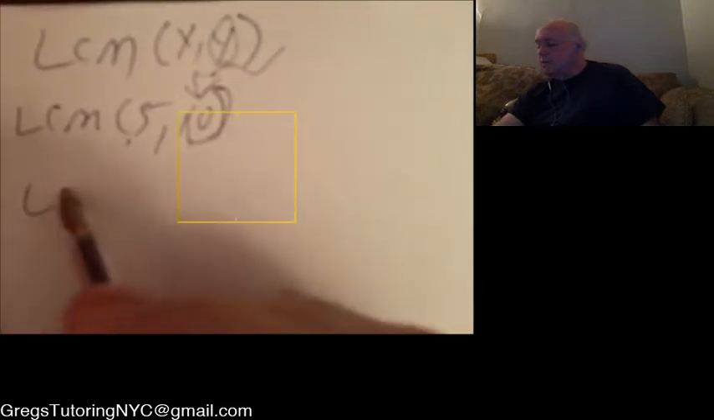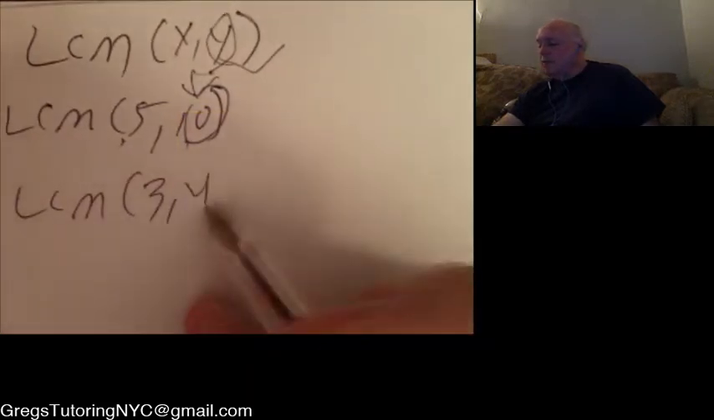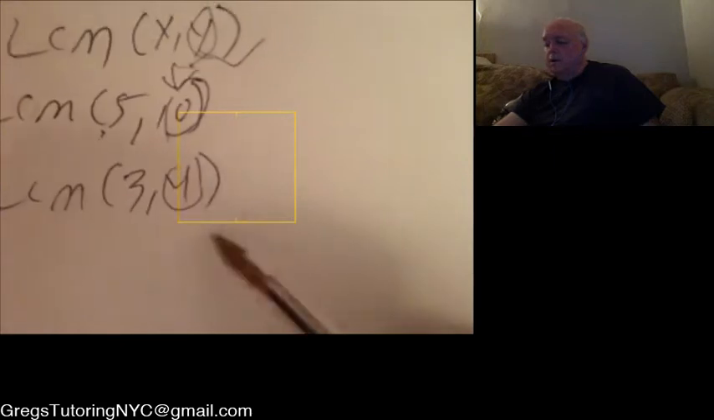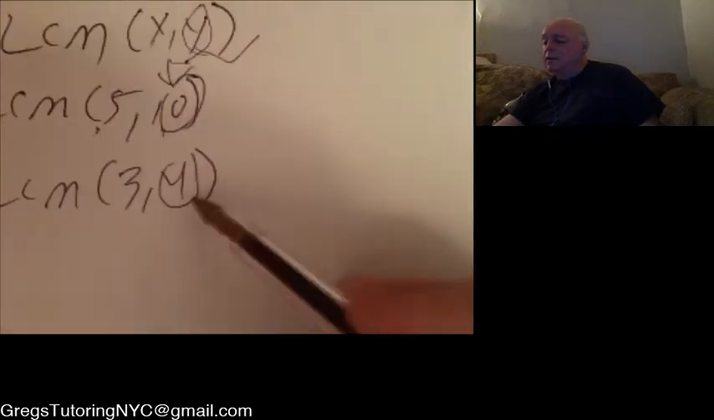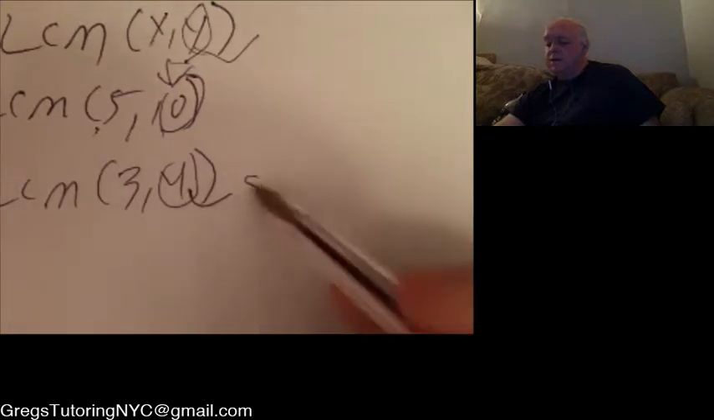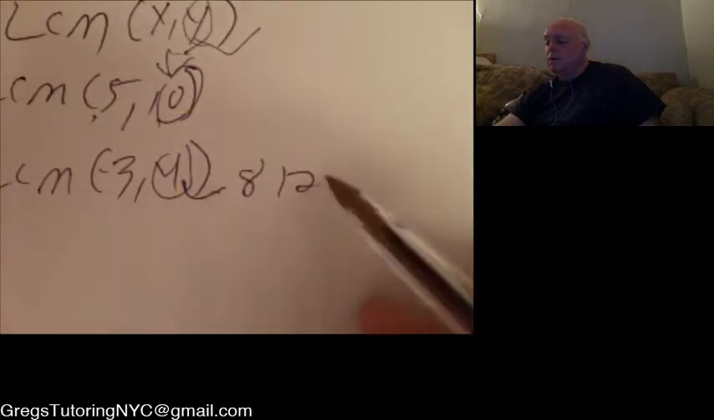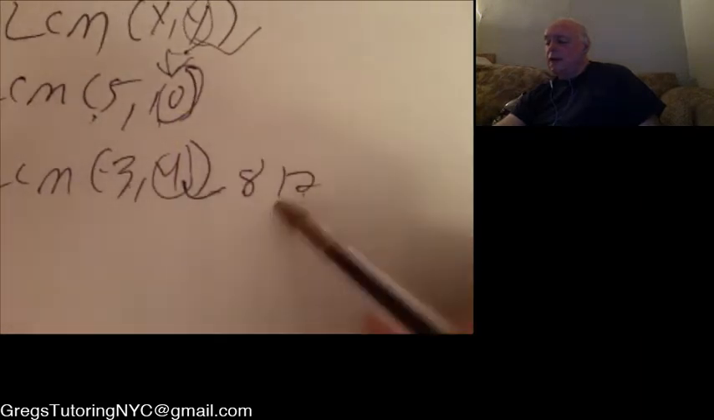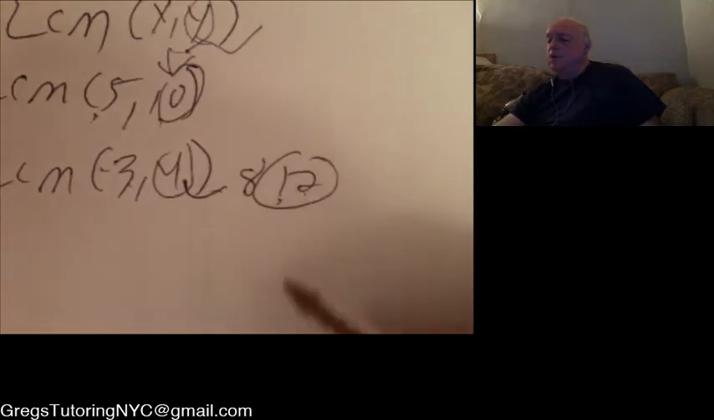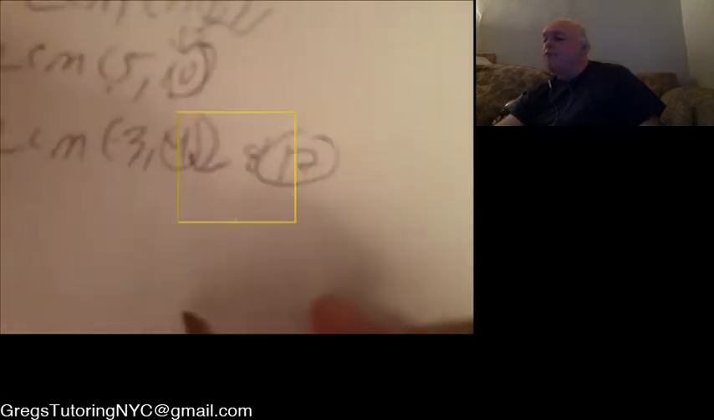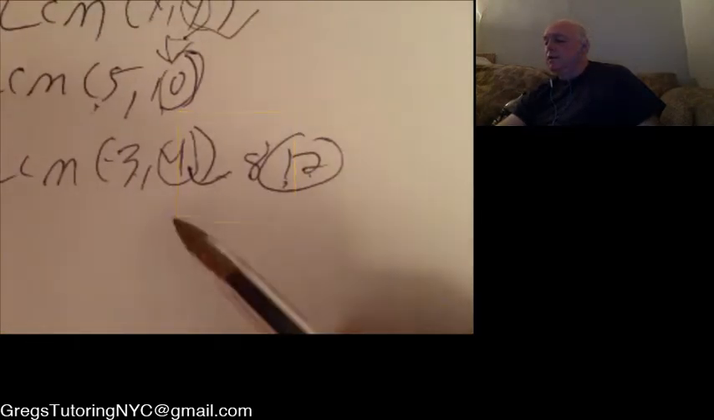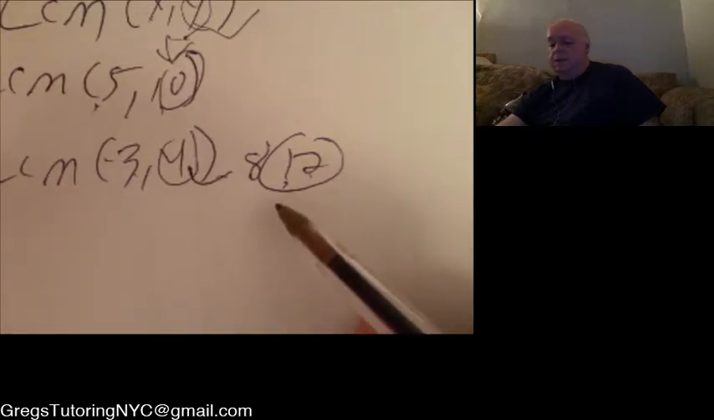Okay? If I have LCM of 3, 4, the larger number is 4. So is 3 a factor of 4? No. So what we're going to do is get the next multiple of 4, which is 8. Okay? Is 3 a factor of 8? No. So what we're going to do is get the next multiple of 4, which is 12. Is 3 a factor of 12? Yes. Boom, we're done. Again, no prime factorization trees, no nothing. We're just following this. Okay?